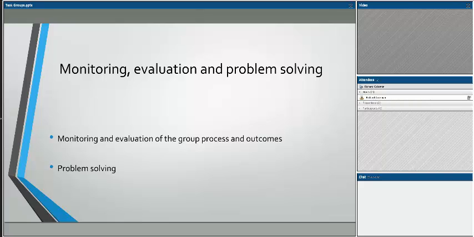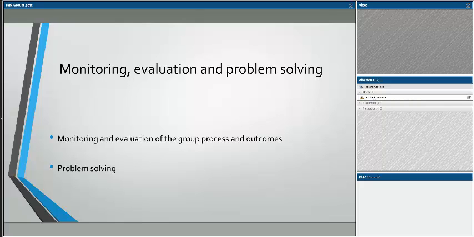Finally, we're looking at monitoring and evaluation and problem solving. Again, looking at the entire process, recognizing that as you're moving forward, setting time frames and setting goals, you need to evaluate those processes as they're going along. Are there things you could do more of, less of, differently? Getting that feedback from the members of the group is going to be crucial in terms of how you move forward and how soon you get to your outcomes.